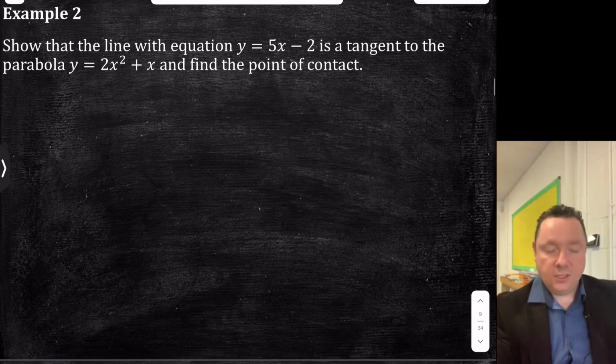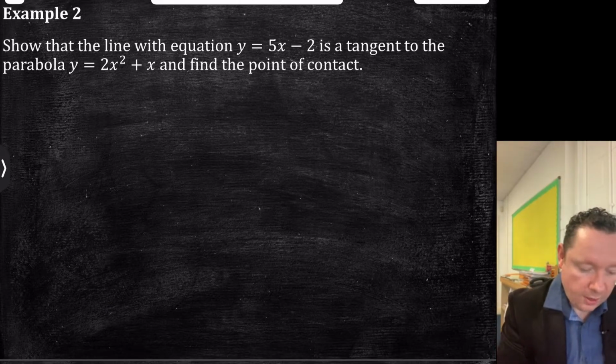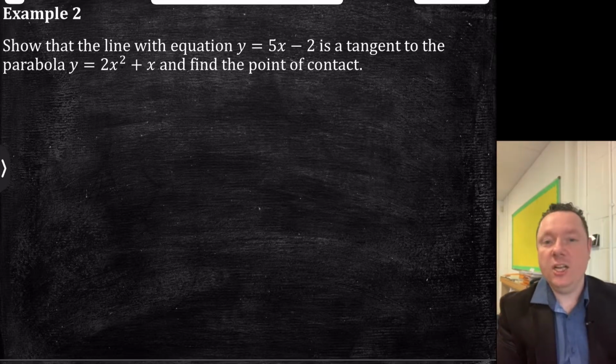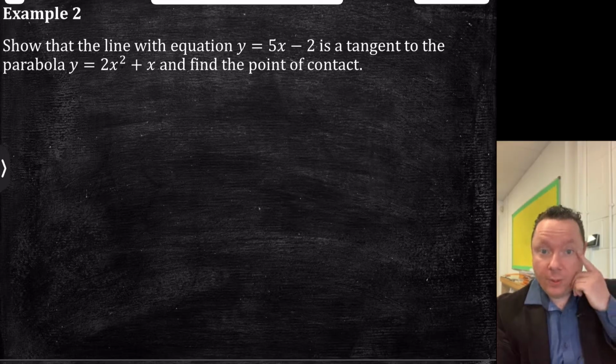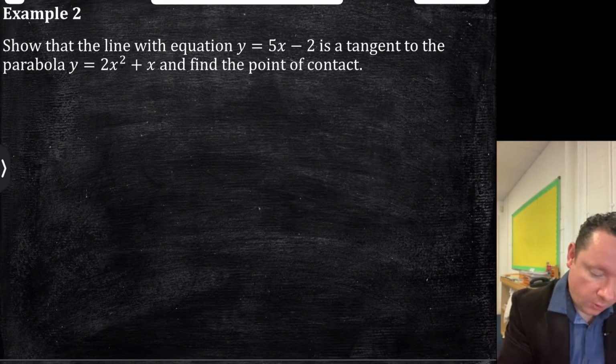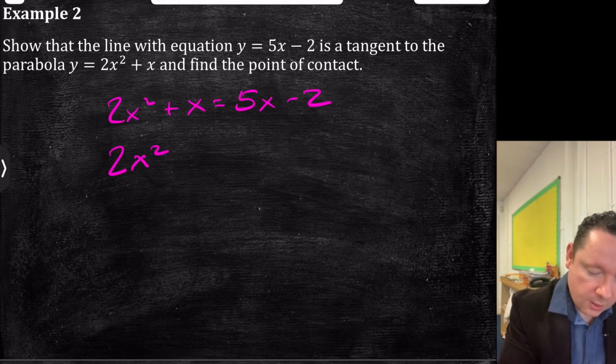Intersection of lines and parabolas, example 2. It says show that the line with equation y equals 5x minus 2 is a tangent to the parabola y equals 2x squared plus x, and find the point of contact. So if it's a tangent, it meets it at 1 point, and therefore b squared minus 4ac is equal to 0. So let's just check the point of contact. We can say that 2x squared plus x is equal to 5x minus 2. So that gives me 2x squared, taking the 5x over is minus 5x, so that's minus 4x. Minus 2 becomes plus 2.